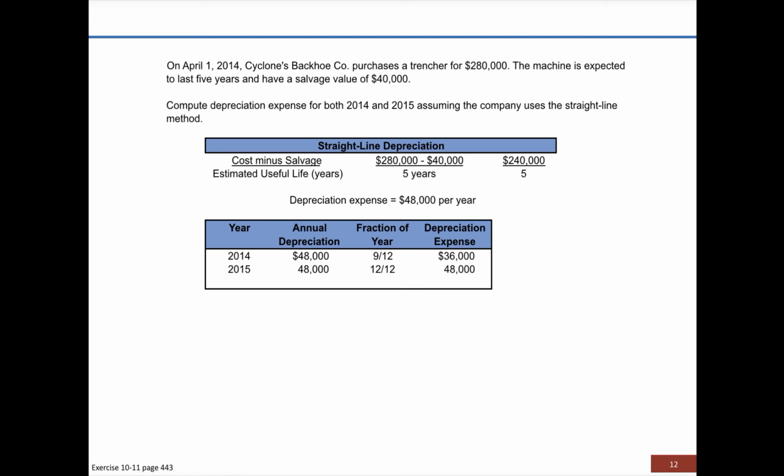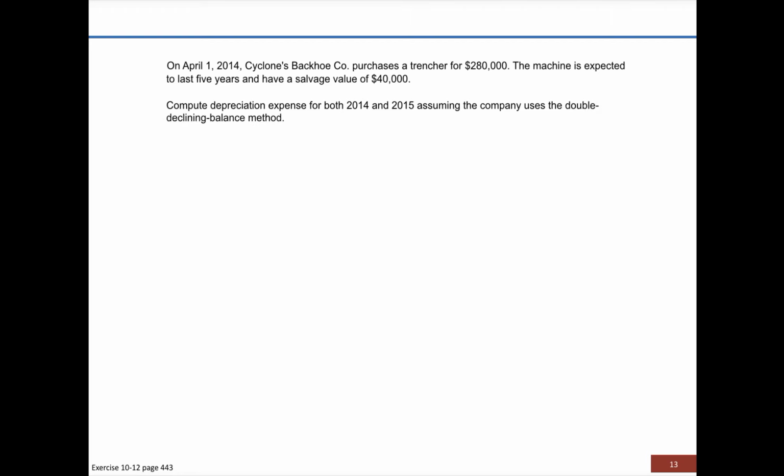So this one only asks us for year 2 depreciation. Since we figured straight line out at 48,000 a year, and for year 2 we're obviously talking about a full year, we would recognize the full $48,000 of depreciation.